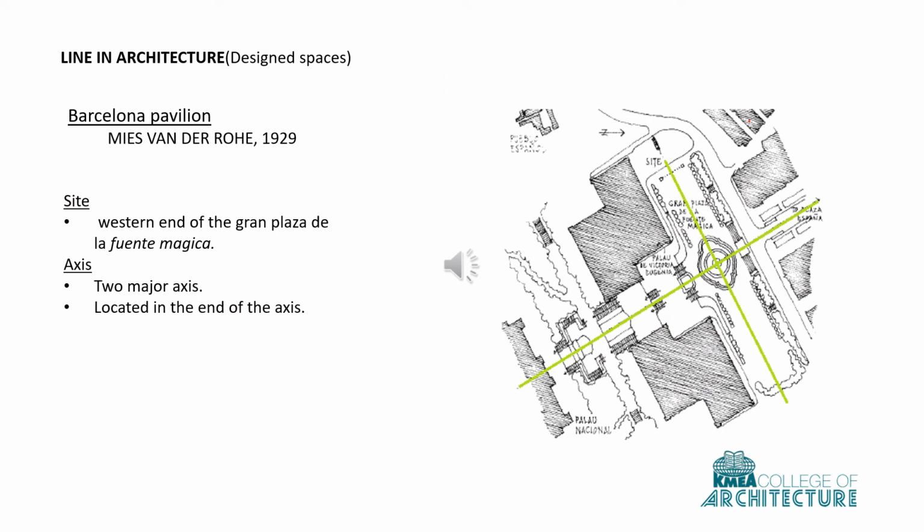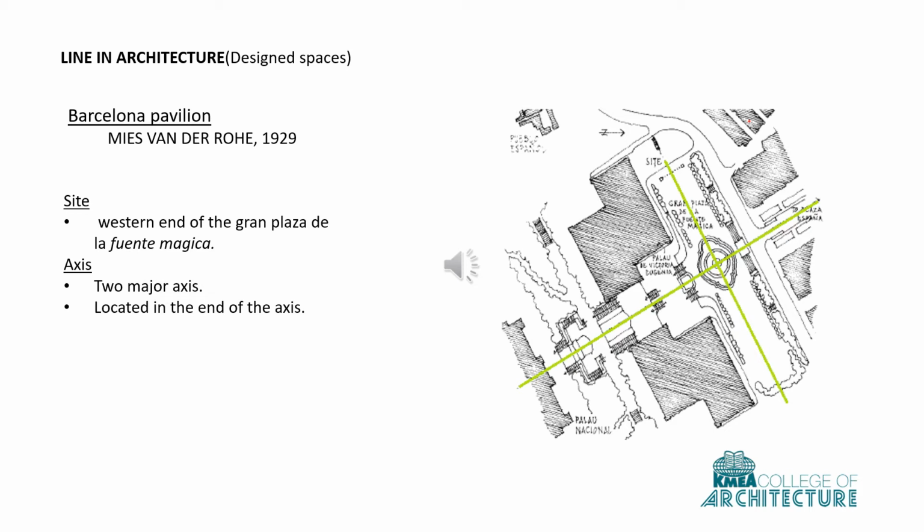Line in architecture. Barcelona Pavilion, Mies van der Rohe, 1929. The architect was free to choose the site for the Barcelona Pavilion anywhere inside the Grand Plaza, but the site selected was at the end of the axis, the building now standing on the original site at the western end of the Grand Plaza. The axis plays an important role in the design of the Barcelona Pavilion.